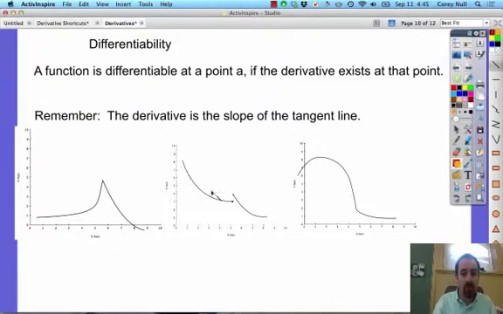How about this one? Now, here's the point, and again, at x equals 5, as we approach from the left, we get a tangent line like that, but if we approach from the right, the slope of the tangent line is like that. Impossible to know which one we should be using, because remember, the derivative is defined as a limit. So you have to be able to approach it from both sides. This function is not differentiable at this point.